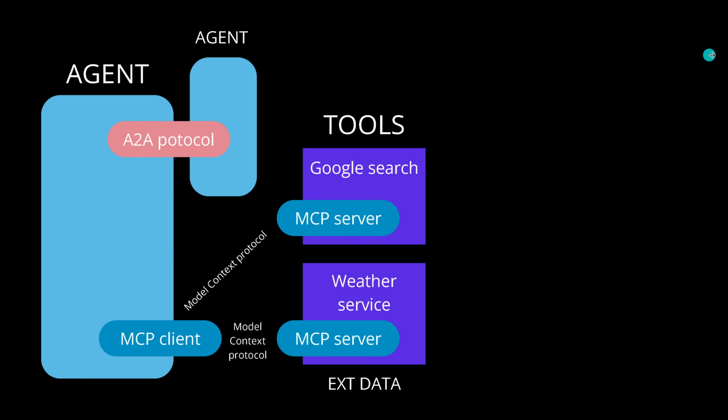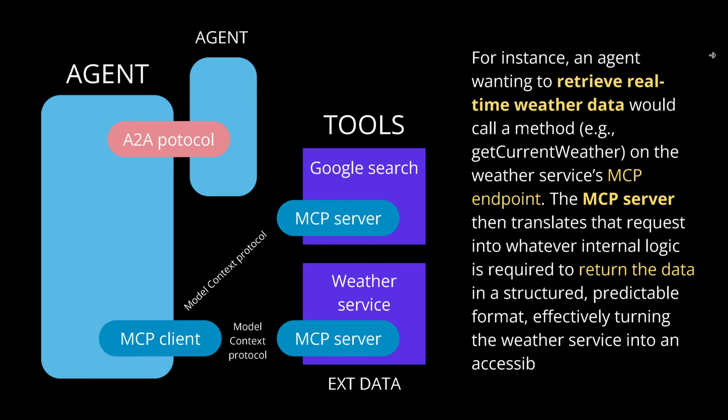It is between agents. Now, for instance, an agent wanting to retrieve real-time weather data. You have an MCP endpoint, an MCP server, which then translates the request into whatever internal logic is required and returns the real-time weather data in a structured, predictable format, JSON, effectively turning the weather service into an accessible external data tool.